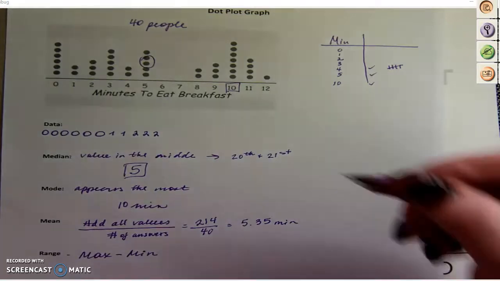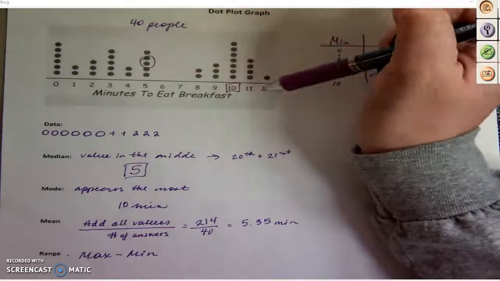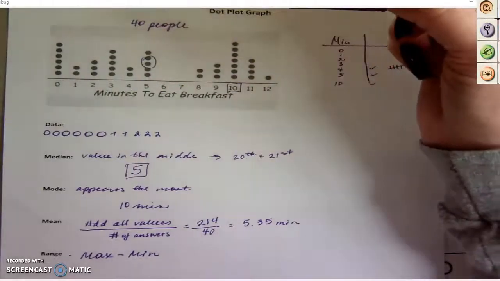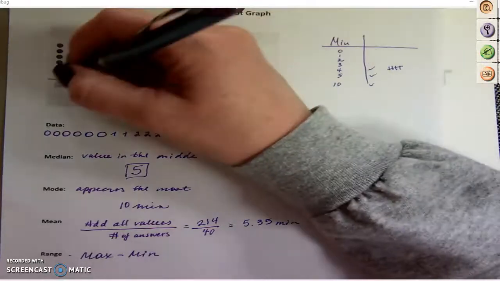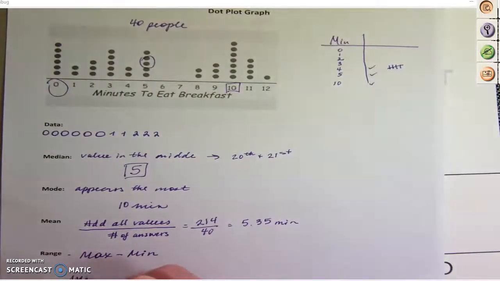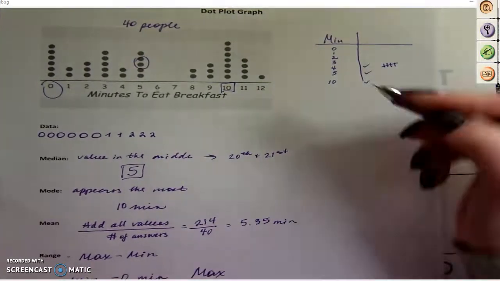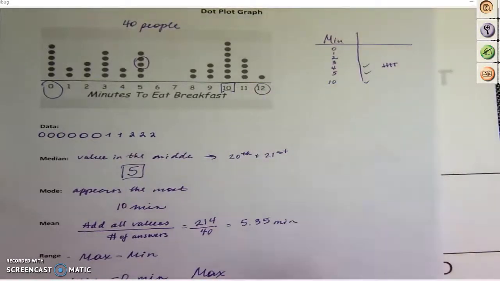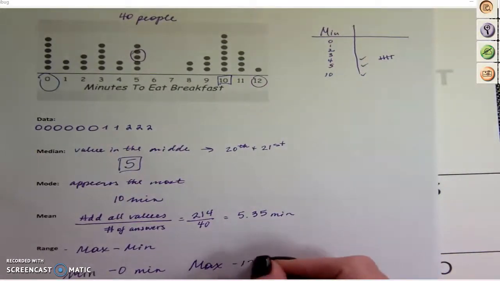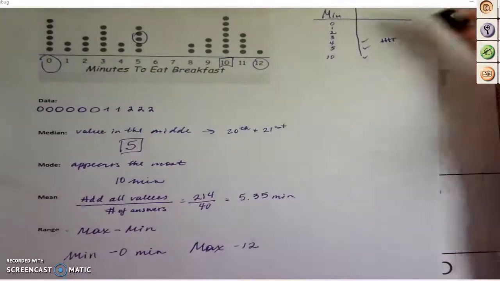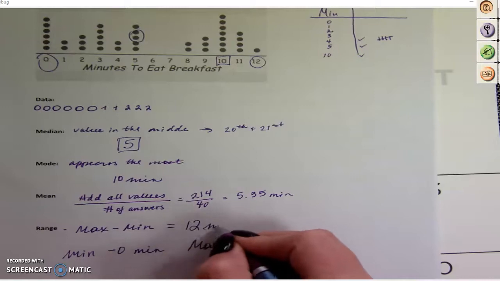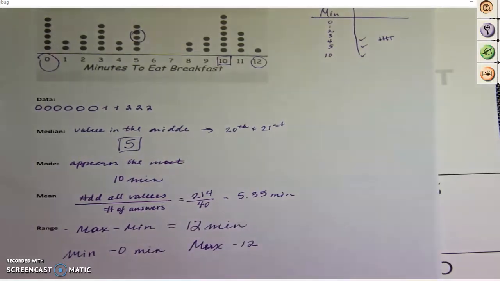So when we're looking at our graph, we are going to be utilizing our number line to see, well, what was our smallest time used to eat breakfast? Well, that was 0 minutes. What was our maximum? How long was the longest breakfast? 12 minutes was the longest breakfast. So 12 minus 0 will give you the range of 12 minutes. We have a lot of variety in our data. 12 minutes is the range. All right, so these are the basic attributes of a dot plot graph.